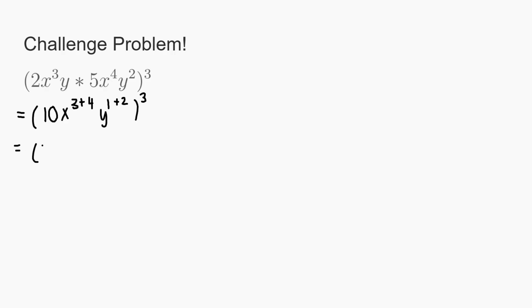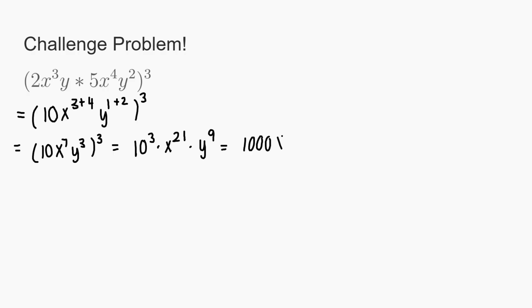Let's start by simplifying. We have 10 times x to the 7th, y to the 3rd power, all to the 3rd power. Now, we can simplify using the power of a product rule. So let's do this. We get 10 to the 3rd power times x to the 21st power, because 7 times 3, times y to the 9th power. So now we can fully simplify and I get 1000 x to the 21st power, y to the 9th power.